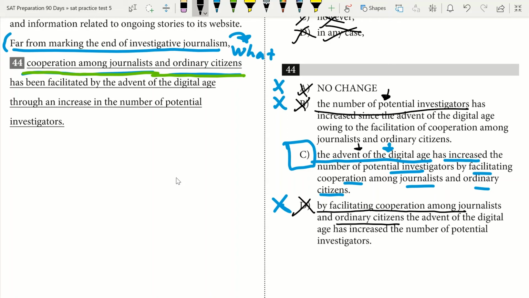Okay, so we know that this modifier up here, this far from marking the end of investigative journalism, has to modify only one thing, and that will be the advent of the digital age, because that is the subject that it has to modify, and that's what has been talked about throughout this passage. So the correct answer there has to be C. So hopefully that SAT writing tip and trick was helpful.